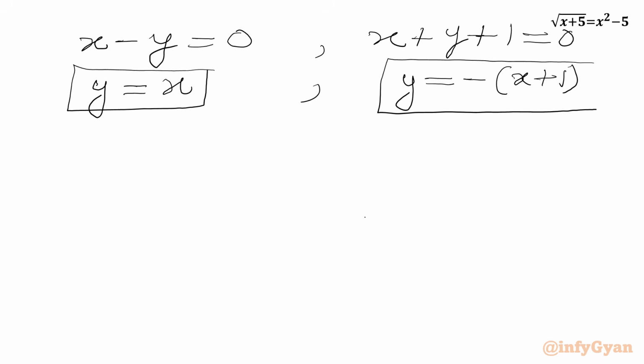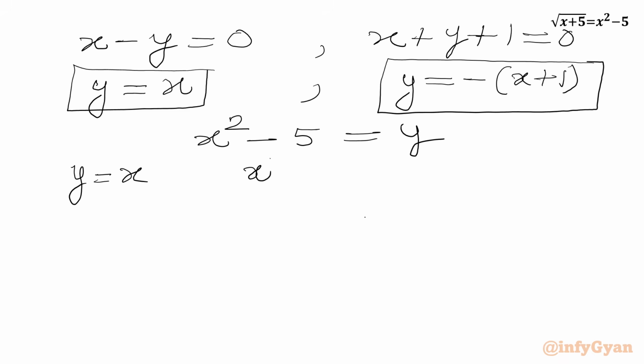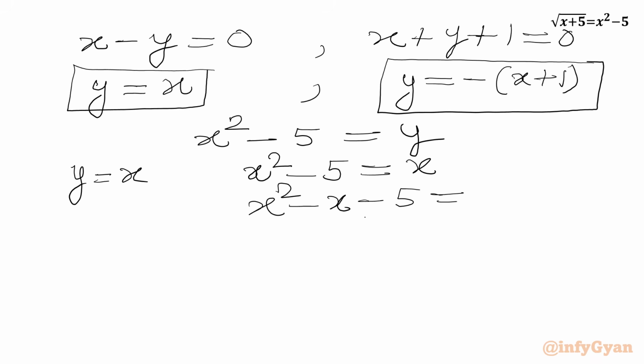Now we will write our first equation. The equation was x squared minus 5 equal to y. Now from case 1, where y is equal to x, we will get x squared minus 5 equal to x. So we can write x squared minus x minus 5 equal to 0. Now this is one quadratic equation. We will use the quadratic formula to get the values of x.